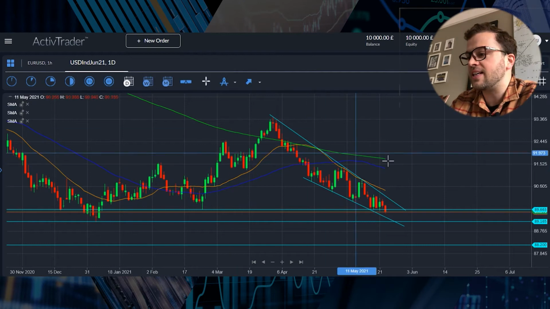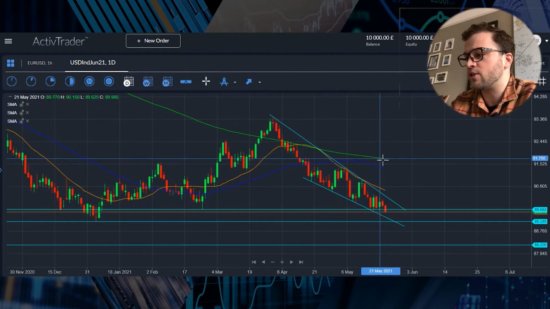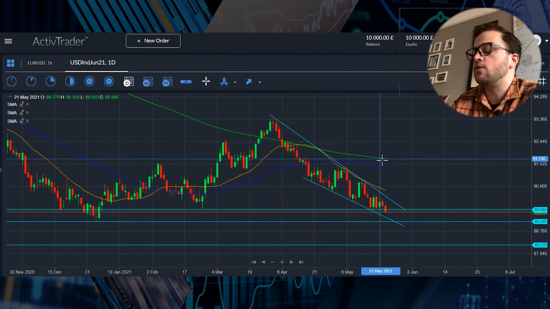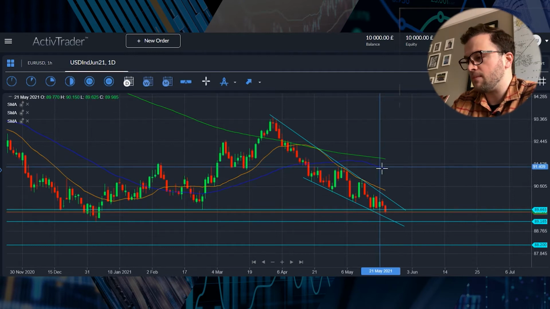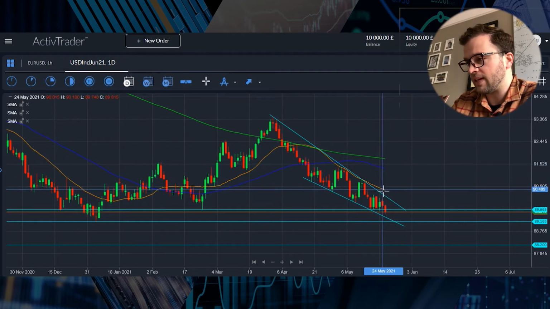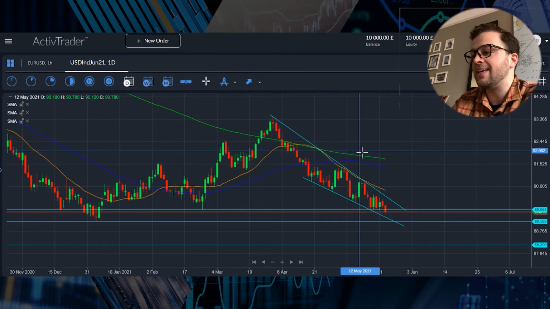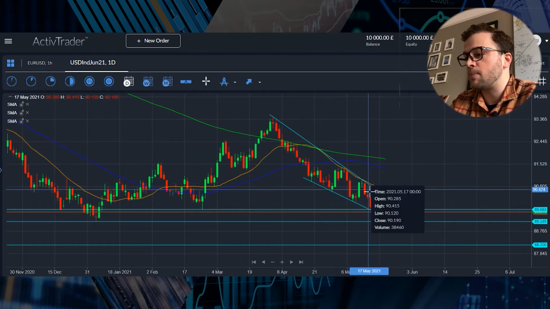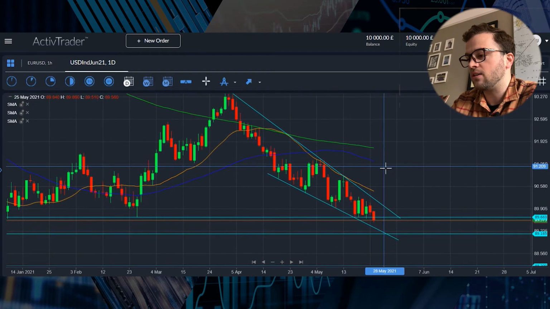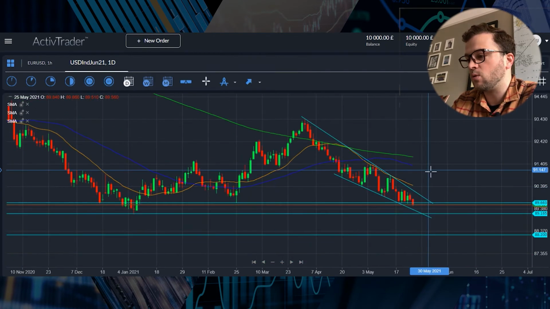Just looking at these moving averages, you've got the 200-day moving average in green, the 50-day moving average in blue, the 21-day moving average in orange. They're all heading lower. You can see the dollar's been respecting this descending trend channel as well. So technically speaking, it's all looking very bearish.